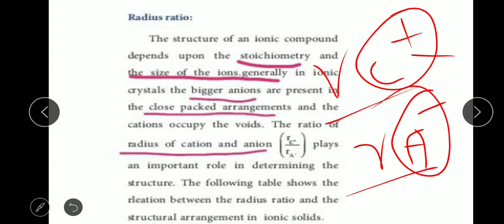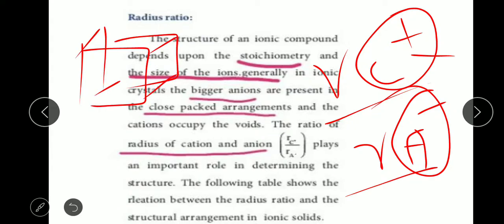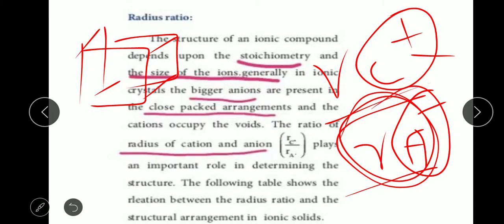The structure of an ionic compound depends upon the stoichiometry and the size of the ions. Generally, in ionic crystals, the bigger anions are present in the close packed arrangements, and the cations occupy the voids. The ratio of the radius of cation and anion, RC plus divided by RA minus, plays the important role in determining the structure. Very important.